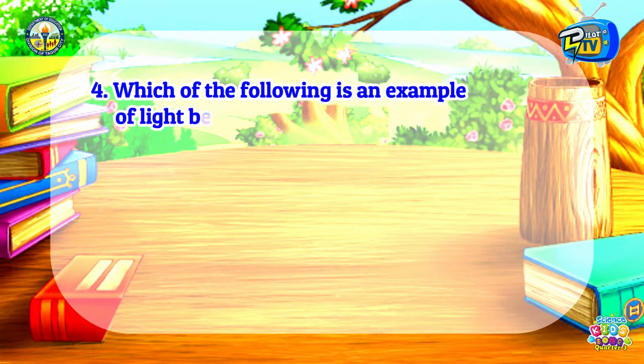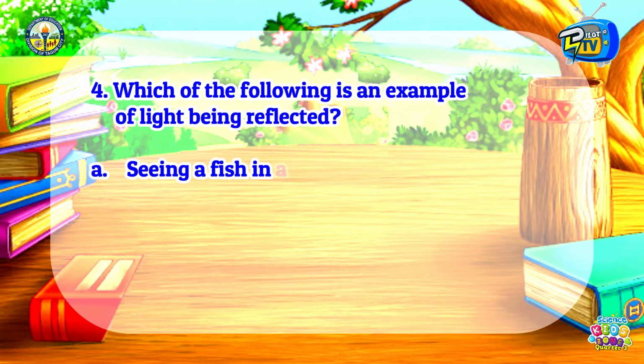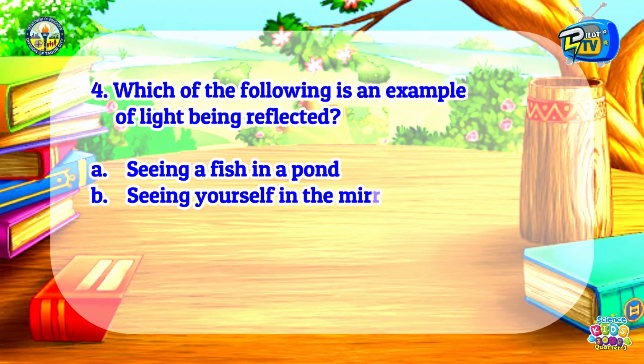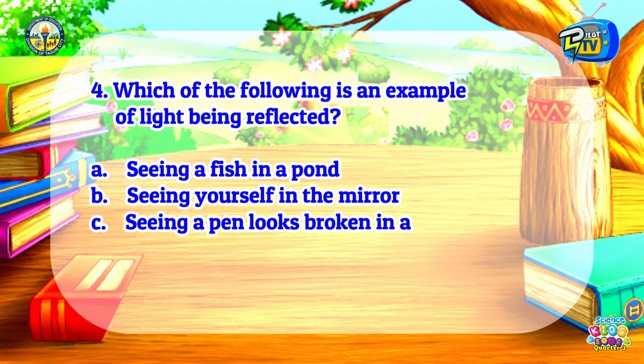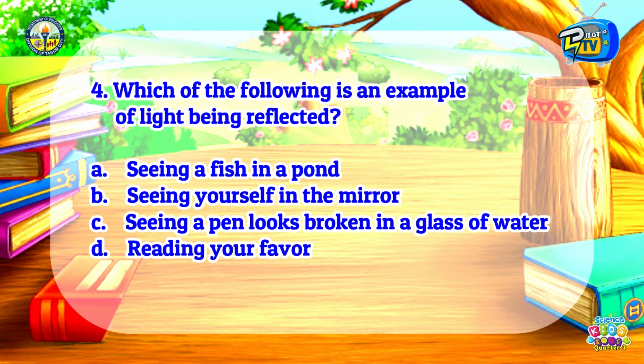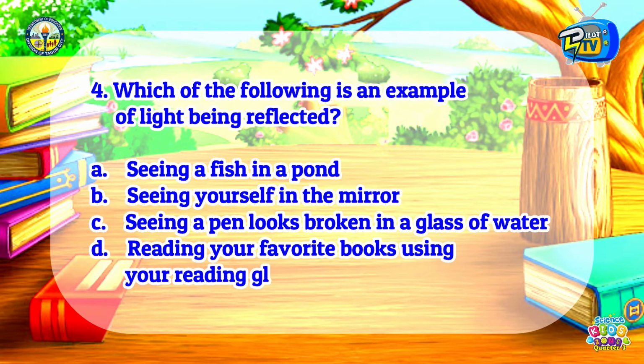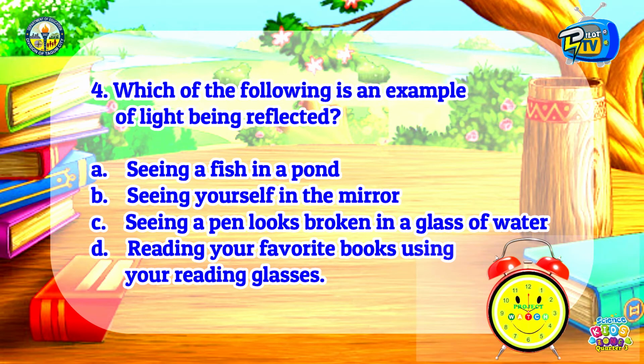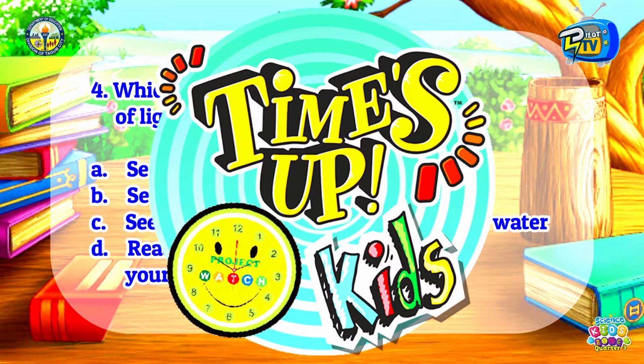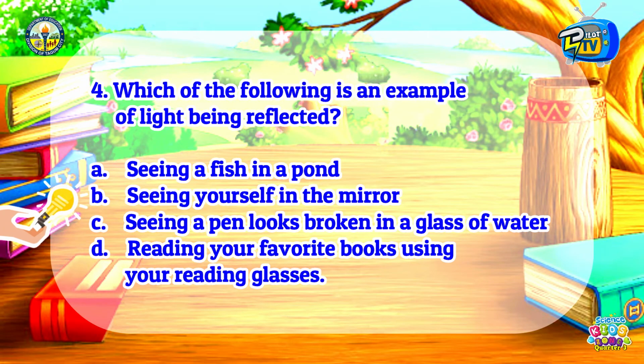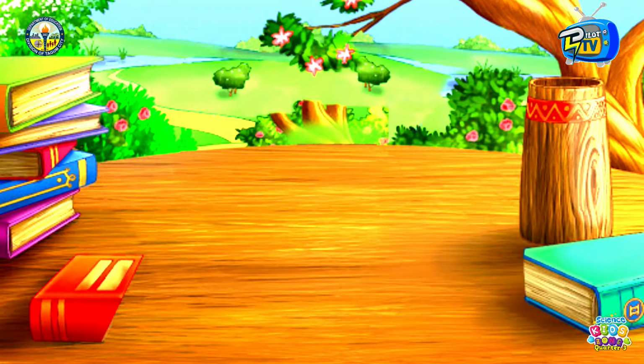Number 4. Which of the following is an example of light being reflected? A. Seeing a fish in a pond. B. Seeing yourself in the mirror. C. Seeing a pen looks broken in a glass of water. D. Reading your favorite books using your reading glasses. What is the answer? Very good. The correct answer is letter B. Seeing yourself in the mirror.